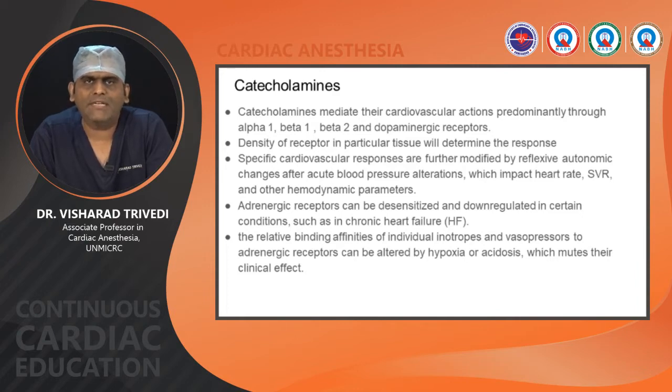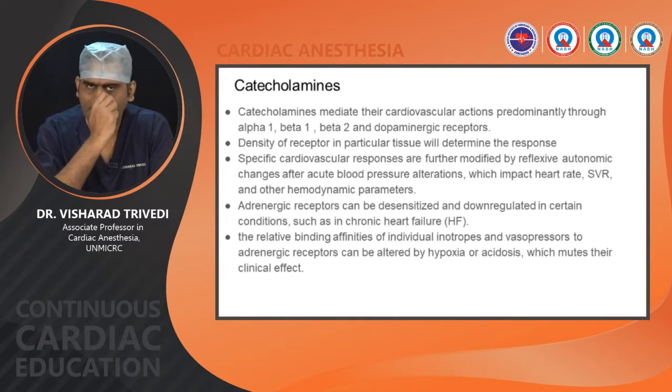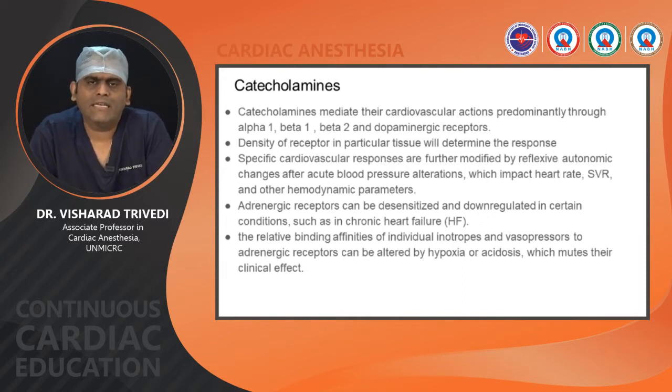Adrenergic receptors can be desensitized and downregulated in certain conditions, like chronic heart failure or chronic stress. Any kind of chronic stress will cause a repetitive surge of catecholamines in our body, and that will desensitize and downregulate the catecholamine receptors, which will limit the response to all the inotropes. The relative binding affinities of individual inotropes and vasopressors to adrenergic receptors can be altered by other factors as well, like hypoxia and acidosis. All of them cause a decreased response from these inotropes.